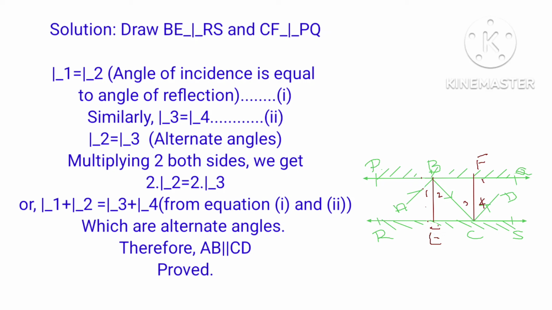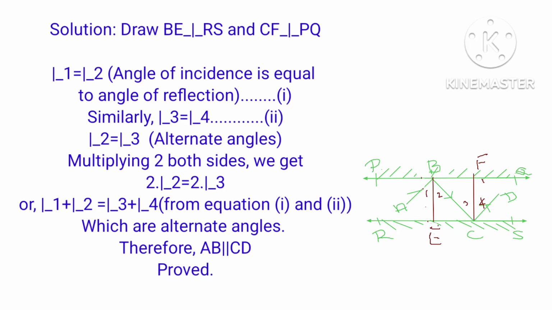Now angle 1 is equal to angle 2, angle of incidence is equal to angle of reflection. Similarly, angle 3 is equal to angle 4. Now angle 1 is equal to angle 2 is equation number 1, and angle 3 is equal to angle 4 is equation number 2. Here BE perpendicular to RS and CF perpendicular to PQ. So BE parallel to CF. So angle 2 is equal to angle 3, alternate angles.